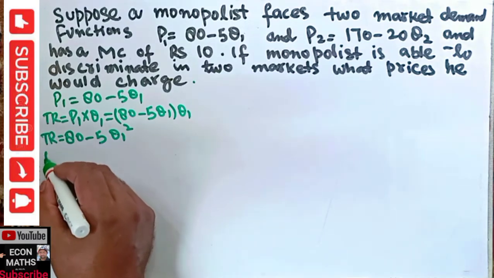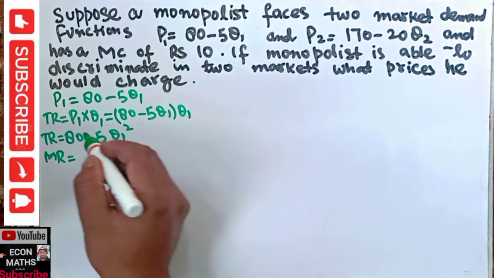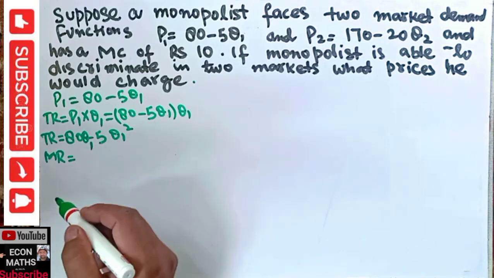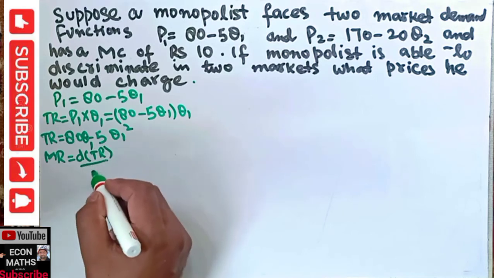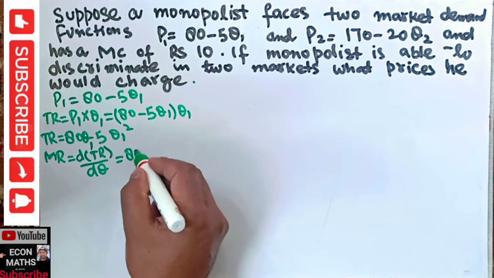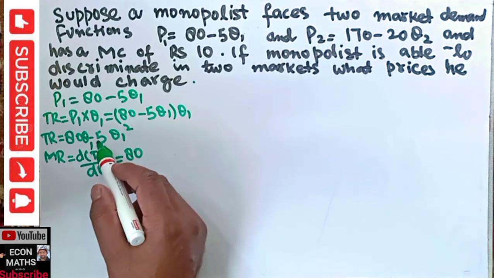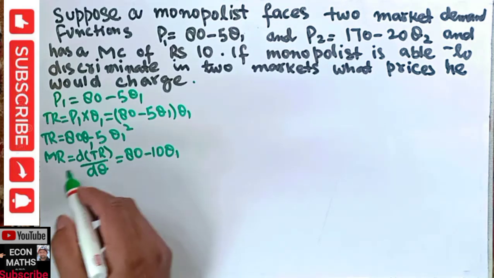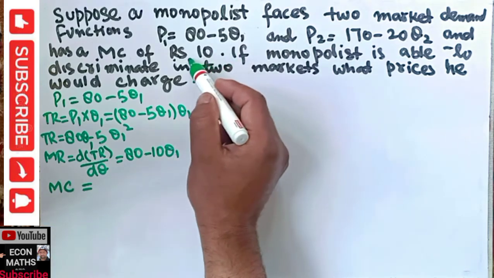What is marginal revenue? Marginal revenue is simply the derivative of total revenue with respect to quantity. The derivative of 80 Q1 is 80, and the derivative of 5 Q1 square is 5 into 2 Q1, which is 10 Q1. So this is our marginal revenue, 80 minus 10 Q1. What is our marginal cost? Marginal cost is given, which is constant.